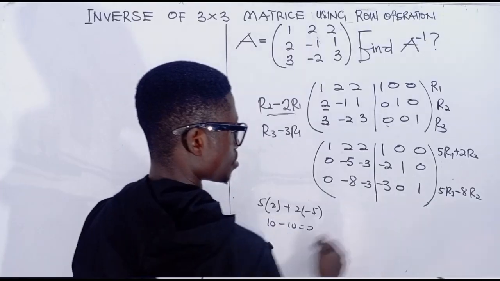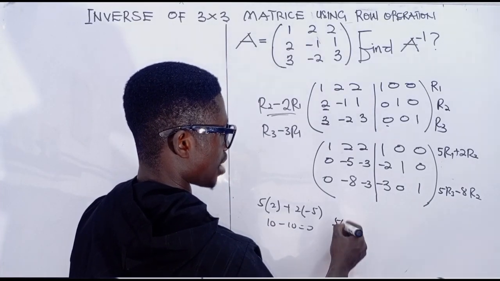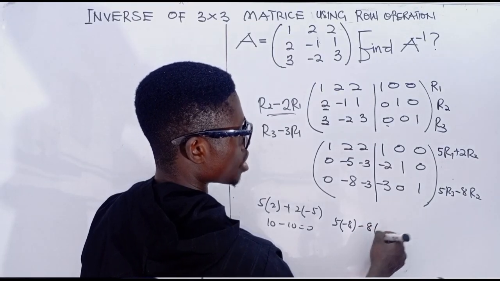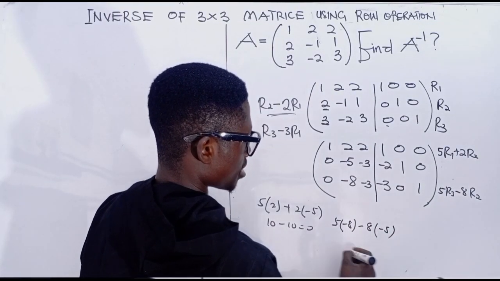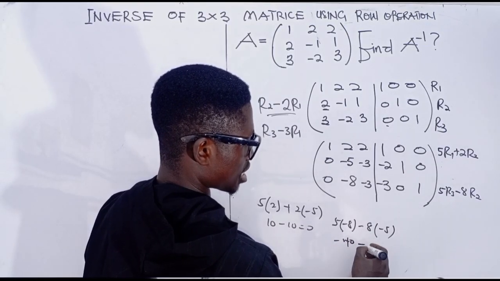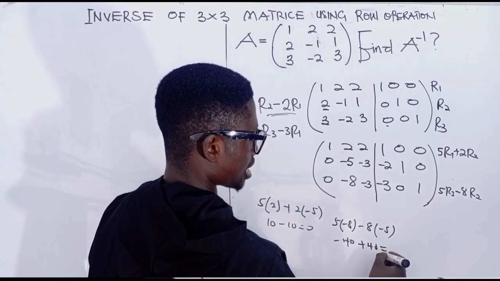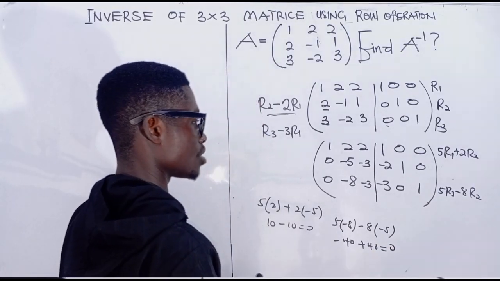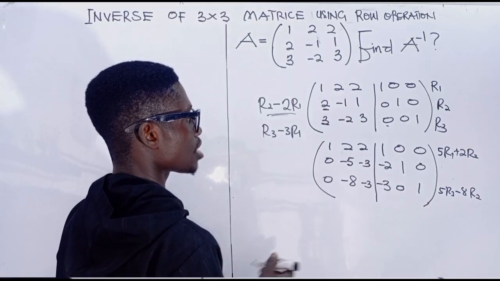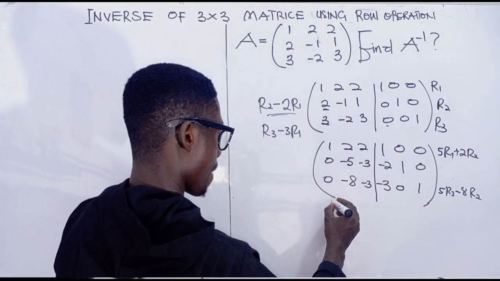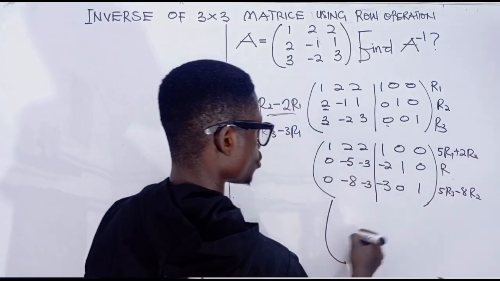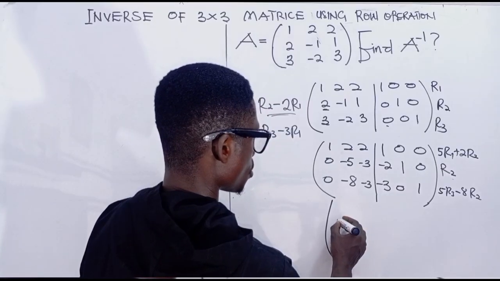That gives us 0. So it means that this rule will actually work. Let's look at this particular rule. So we have 5. Row 3 is what? Minus 8. And then we have minus 8. Row 2 is what? Minus 5. So we have minus 40. And then what? Plus what? 40. And that gives us what? 0. So it means that this rule will also work. So we are going to start with this. Now remember, row 2 is untouched. So we are going to repeat what? Row 2.